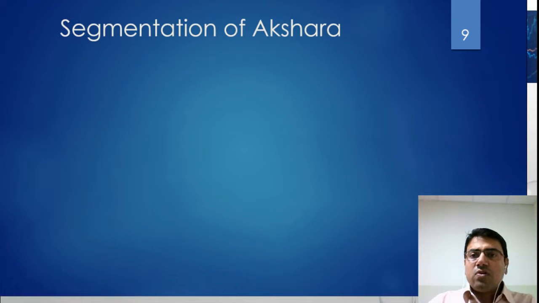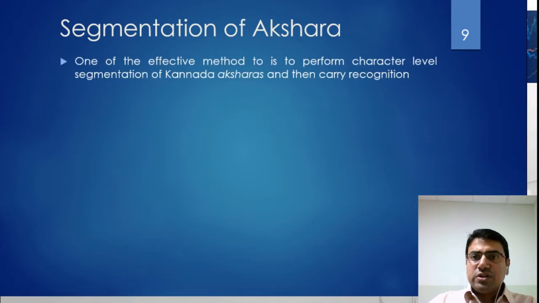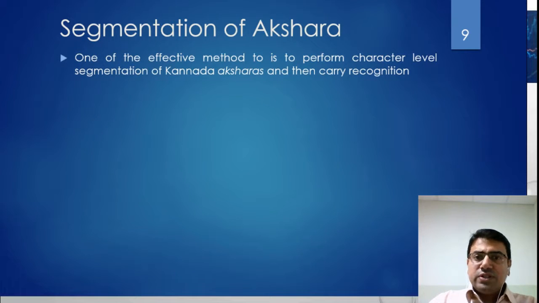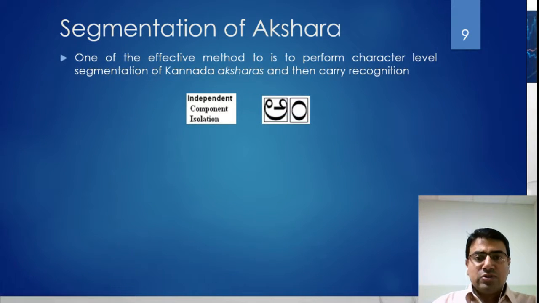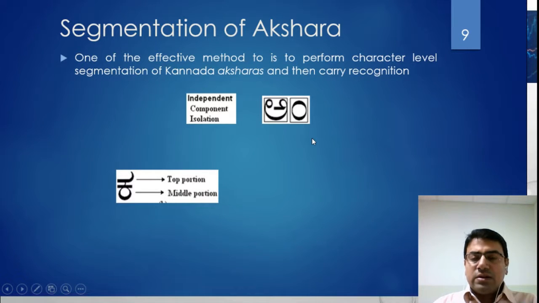One way is to go for character level segmentation. This is the approach which is used in this research. What do we mean by segmentation? There are various levels of segmentation. First comes independent component isolation. If the components of the akshara are independent and not connected, we can easily isolate those components, as given in this example. There are other segmentations which are carried out in this research.